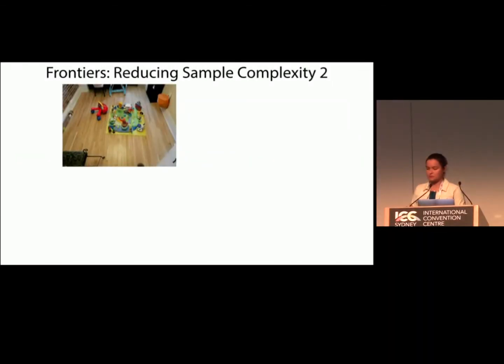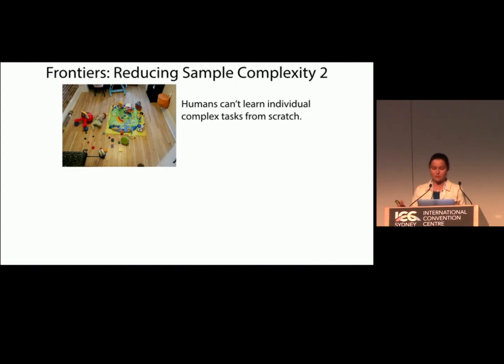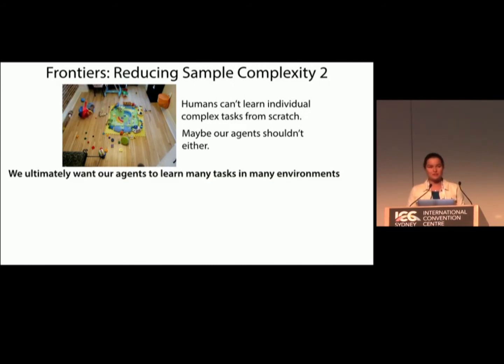And then another way that we can reduce sample complexity is inspired by this example. Humans don't learn individual complex tasks from scratch. So here's a baby, and the baby can't learn how to play Atari games from scratch without a lot of playing and rolling around on the floor. And so maybe our agents shouldn't be able to learn a single complex task either. Ultimately, we don't want our agents just to be able to perform a single task. We want our agents to be able to perform many different tasks in many different environments.